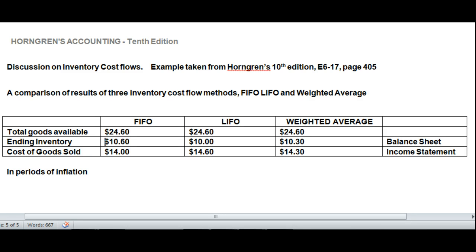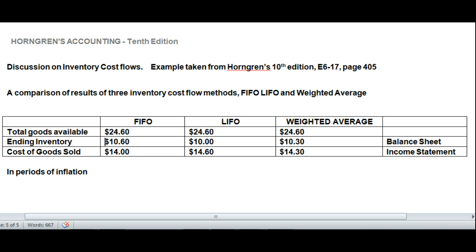I'd like to continue our discussion on inventory cost flows using the example that we've been working on in the prior podcasts from Horngren's Accounting 10th edition, using exercise 617 found on page 405. I'm not going to use the specifics of that, just the totals that we came up with when we did our inventory records. And I would like to compare those totals between each other, compare FIFO to LIFO and weighted average, and see what the results are on the financial statements of different varying cost flow techniques.